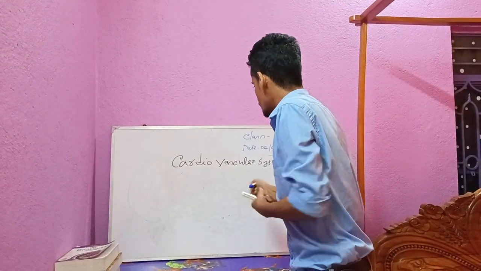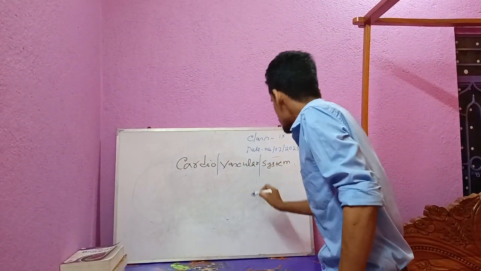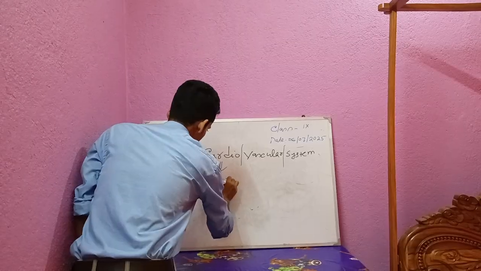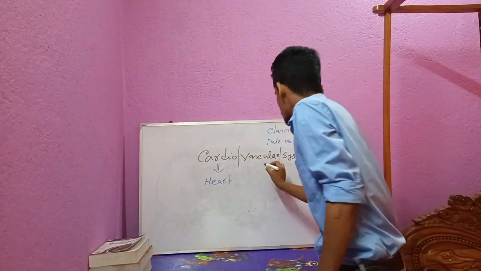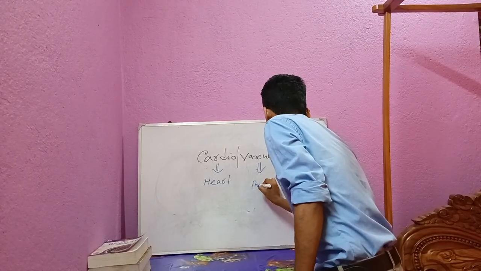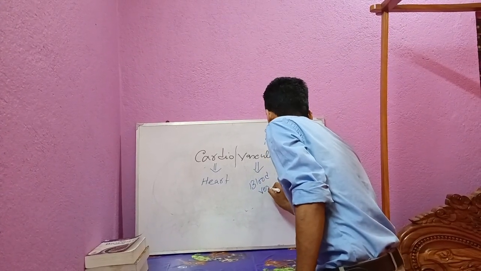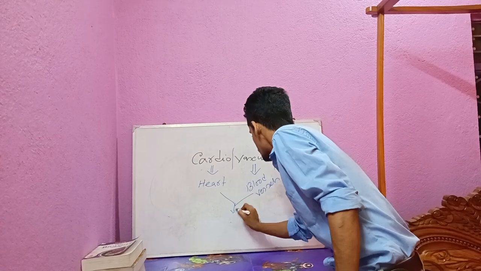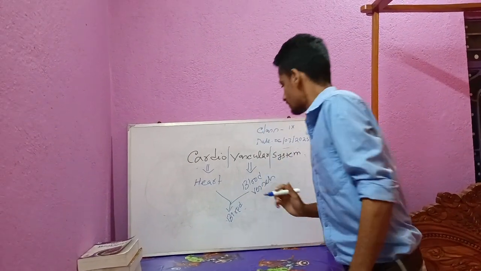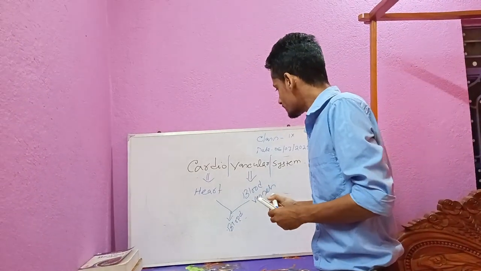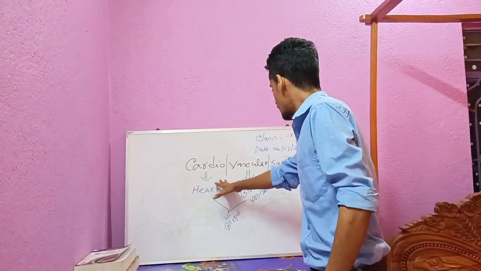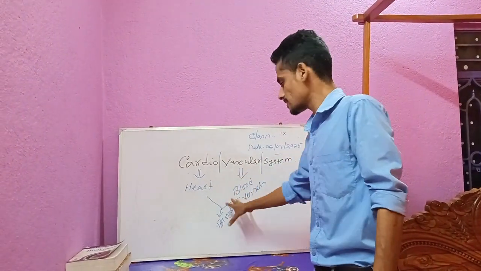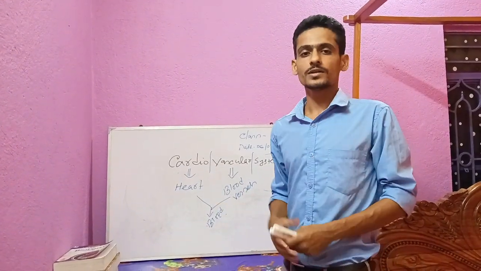If we split the term, cardio is a term, vascular is a term. Cardio means heart, and vascular means blood vessels. And inside the heart and blood vessels, blood is present. So, what is the cardiovascular system? The organ system which comprises heart, blood vessels and blood is called the cardiovascular system.